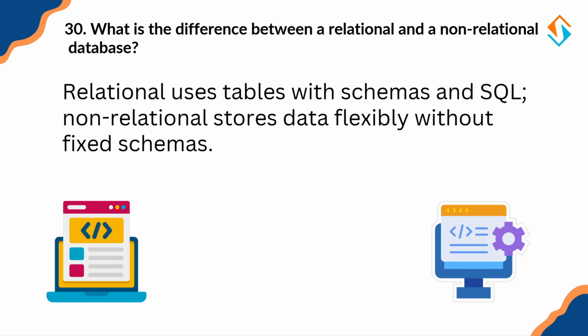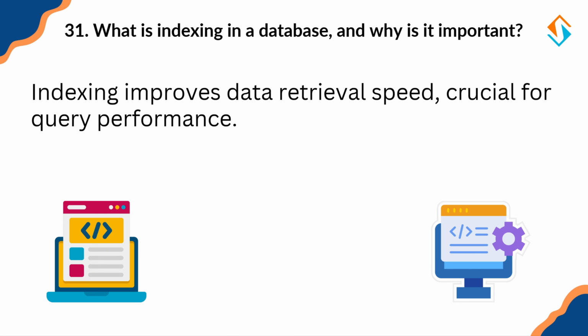If we talk about scalability, then in relational databases, it is vertical scaling, while in non-relational databases, it's horizontal scaling. Okay. So let's talk about some examples. MySQL and PostgreSQL are examples of relational databases, and MongoDB and Cassandra are examples of non-relational databases. Now let's jump to the next question.